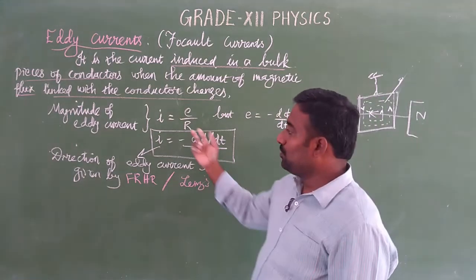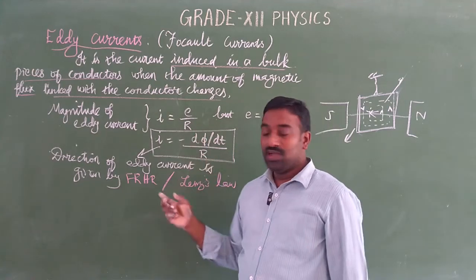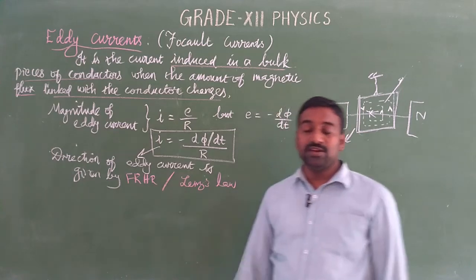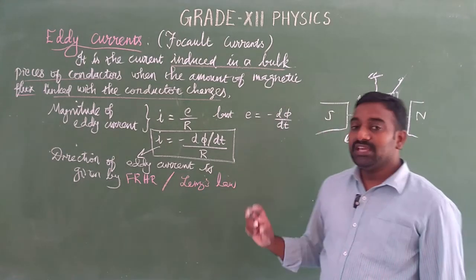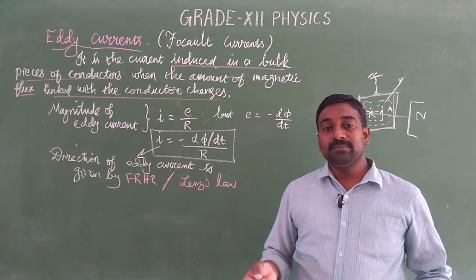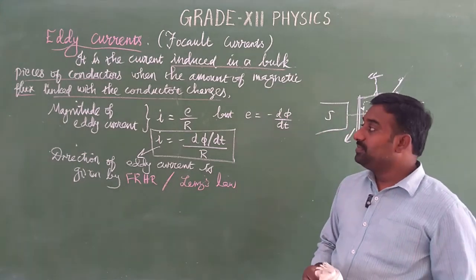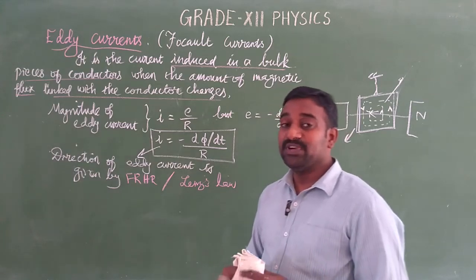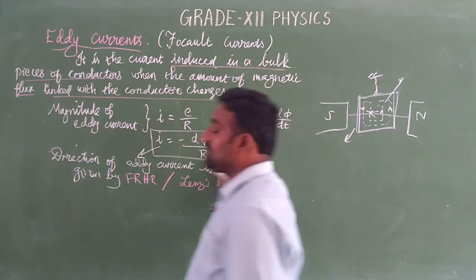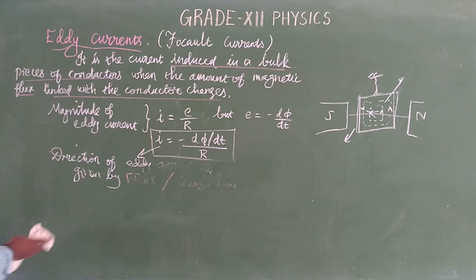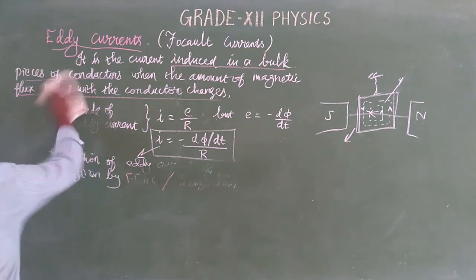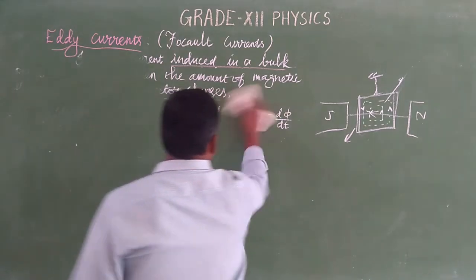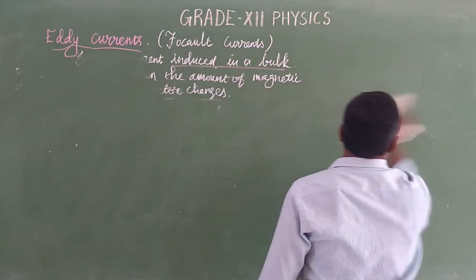Okay, and how to find the magnitude we know, and the direction of this eddy current is found by Fleming's right hand rule or Lenz's rule. Generally the eddy current cannot be eliminated but can be minimized. And before knowing that, what are the various experiments to set up the eddy current. So now we are moving to the experimental demonstration of eddy current.